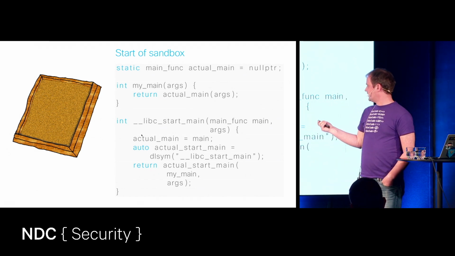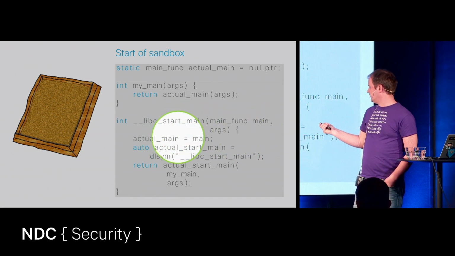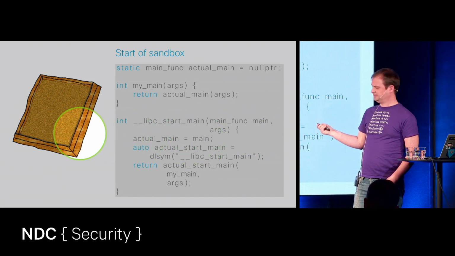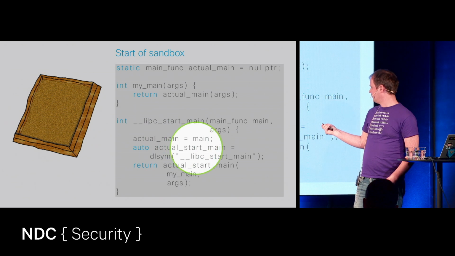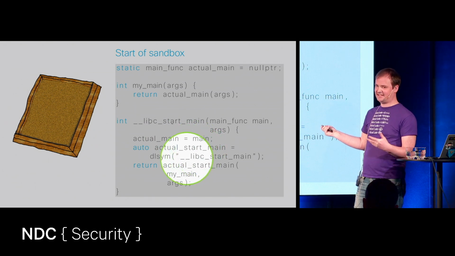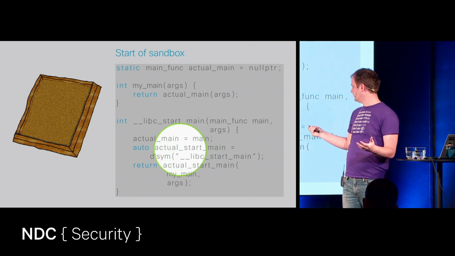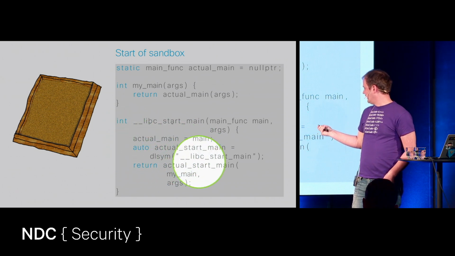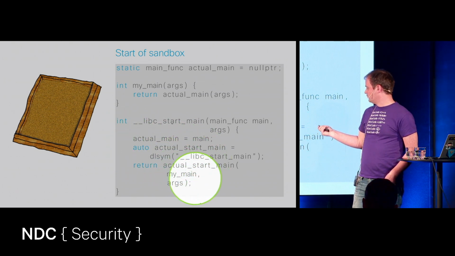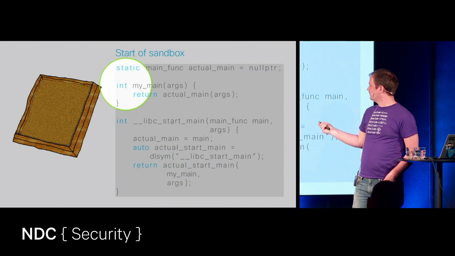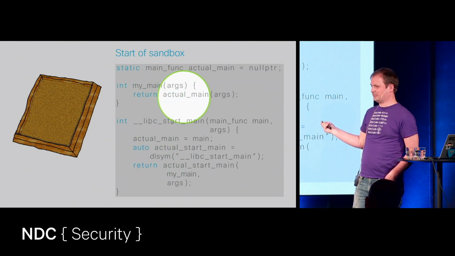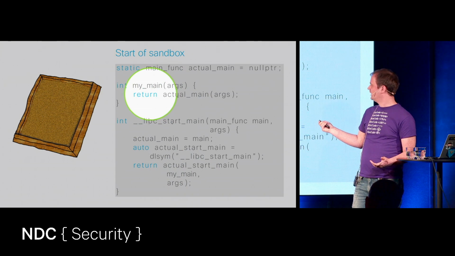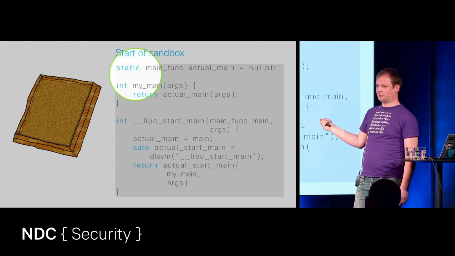So what I do is I store whatever the actual main of the program is into a variable. I find the actual __libc_start_main because I need to use it. The linker needs to do its job. And then I call that __libc_start_main with my own main function. And currently, my own main function only calls actual main, which is the one I stored. But between these two lines, I'm going to put my sandbox.